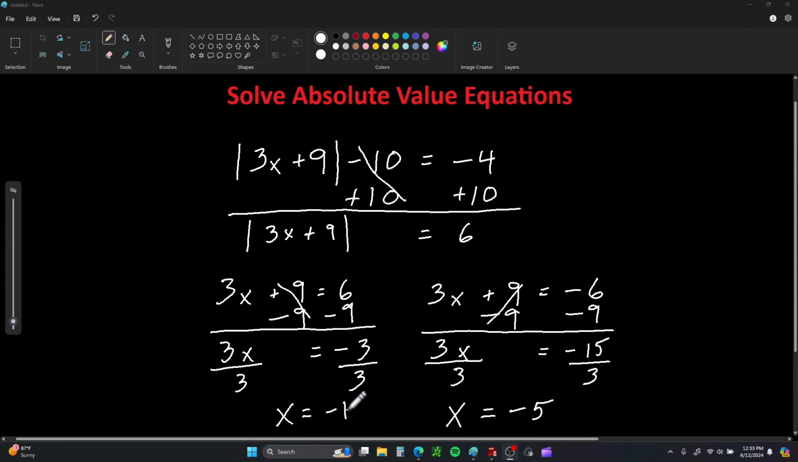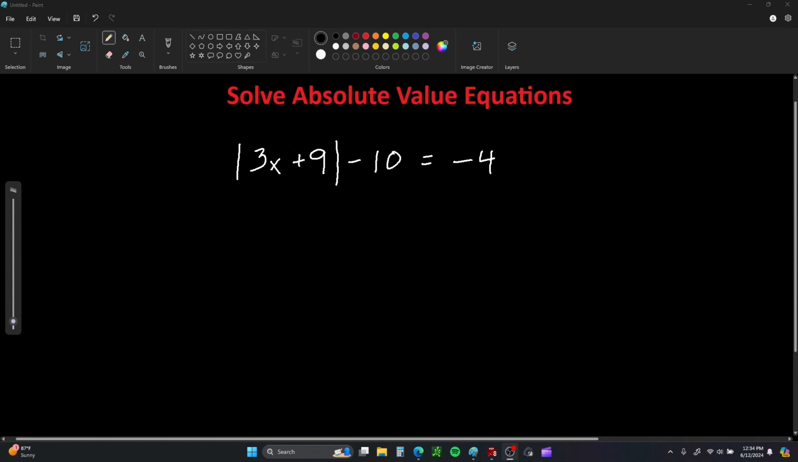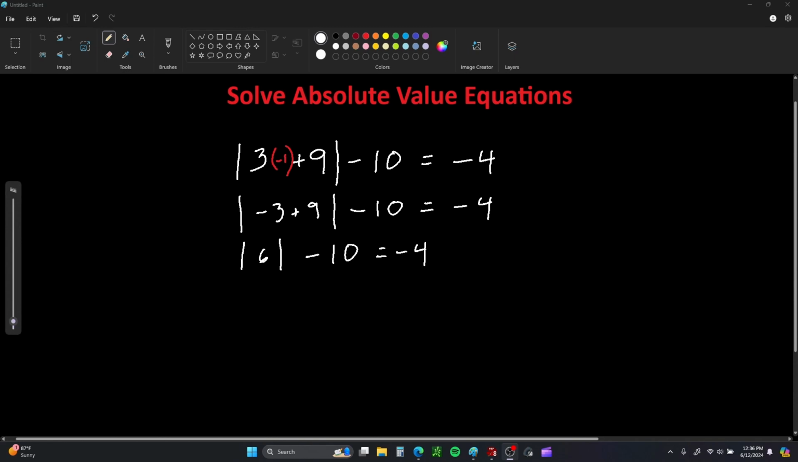Then I test these two values, minus 1 and minus 5, by substituting into the original equation. So first I'll substitute minus 1 for x, which then gives me 3 times minus 1 plus 9, which simplifies to minus 3 plus 9 inside the absolute value, minus 10 equals minus 4. The next line, the absolute value of 6 minus 10 equals minus 4.